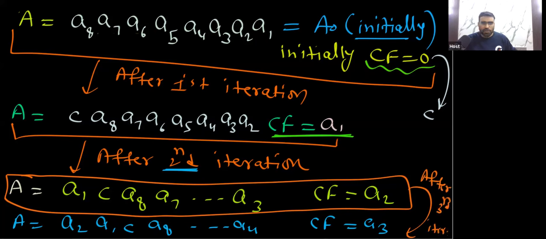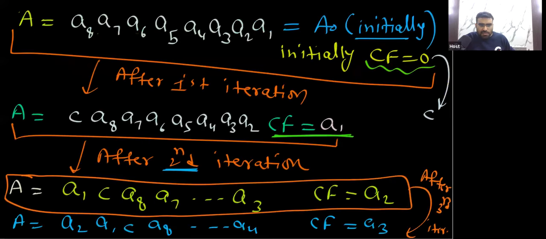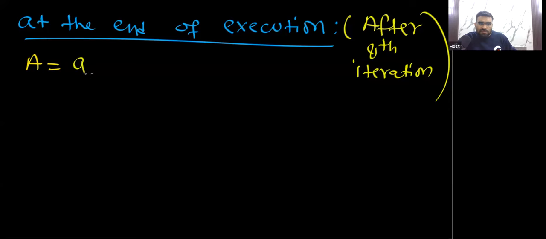Tell me, at the end, what will happen? You can easily see what is going to happen. You will have C here. At the end, this is what you will have: A will have C, and there will be A7, A6, A5, A4, A3, A2, A1, C.